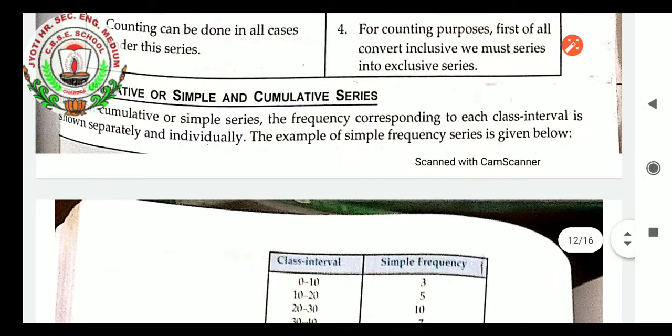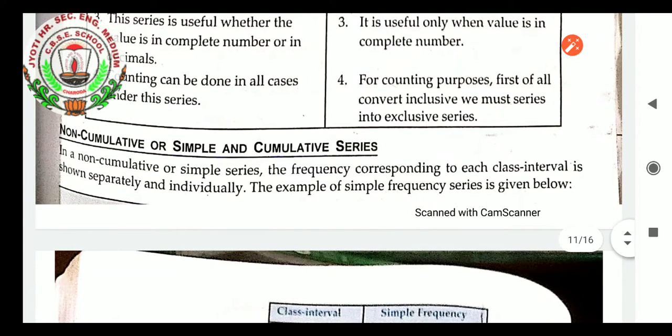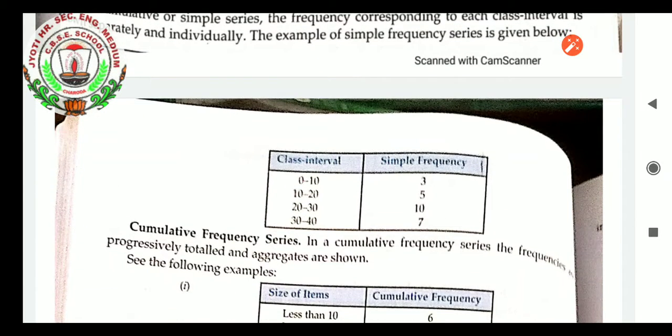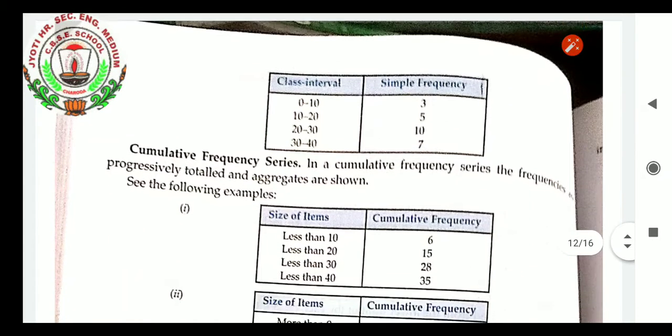Non-cumulative or simple and cumulative series, students. In a non-cumulative or simple series, the frequency corresponding to each class interval is shown separately and individually. The example of a simple frequency series is given below. 0 to 10, 3. 10 to 20, 5. 20 to 30, 10. Simple data. It is an exclusive series and a simple exclusive series.